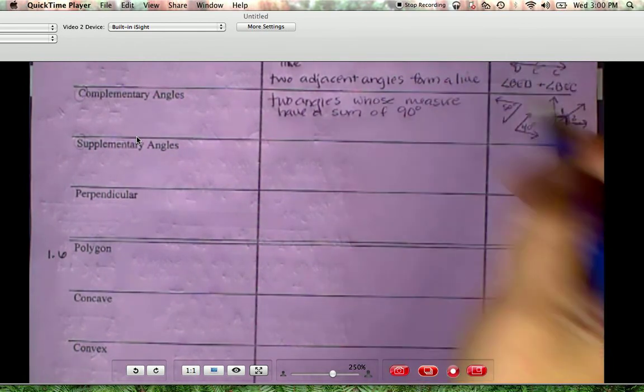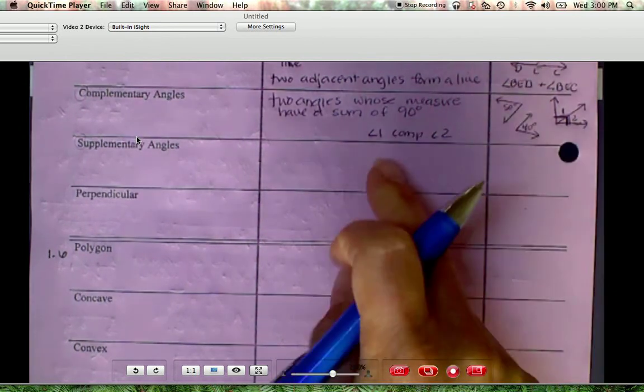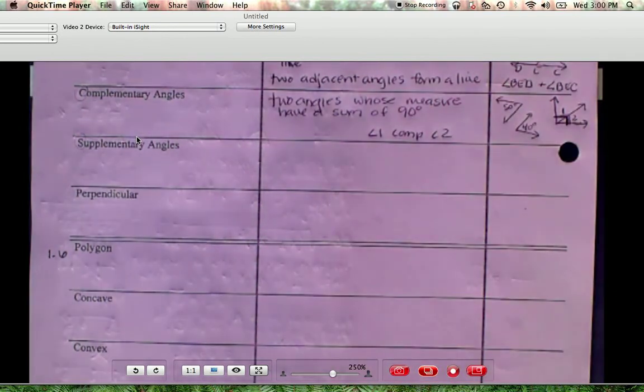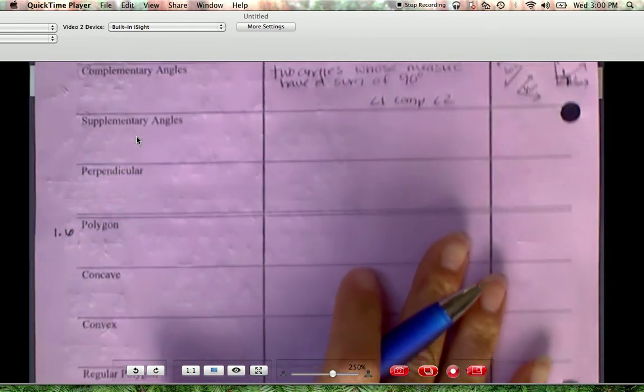and we would then say angle 1 is complementary to angle 2. We can use this abbreviation for complementary. That's okay with me if you use that when we get to proofs. So angle 1 is complementary to angle 2, simply because we know it forms a right angle.